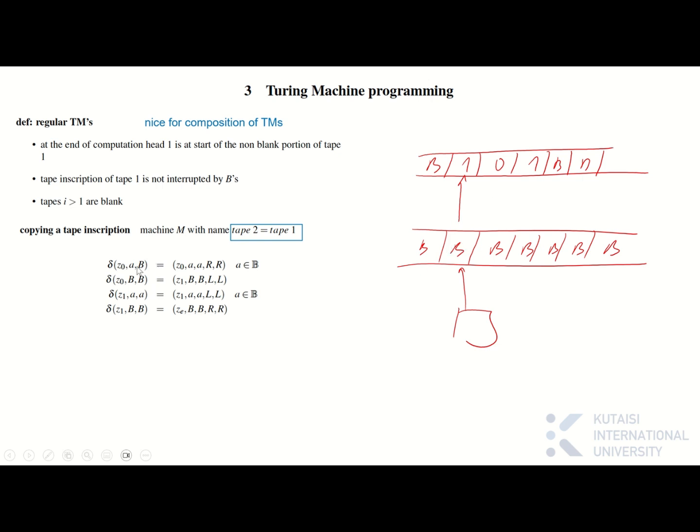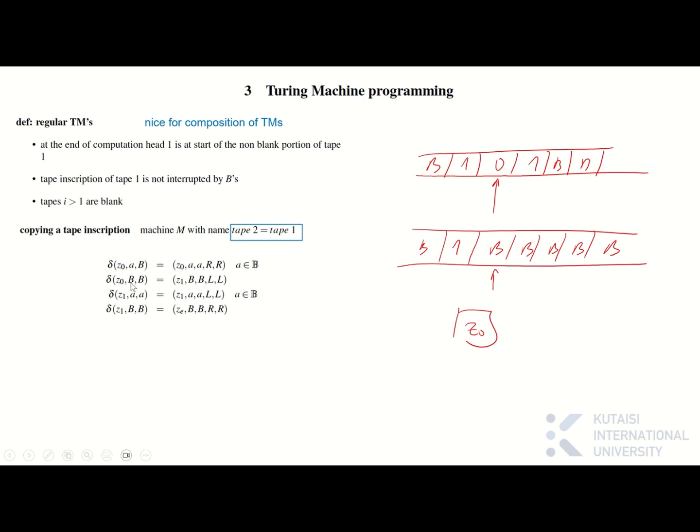So it reads 1 and blank, in state Z0 initially. It reads 1 and blank, so it will write 1, 1 and go right on both sides. It will erase both of these things, write 1, 1 and go here.